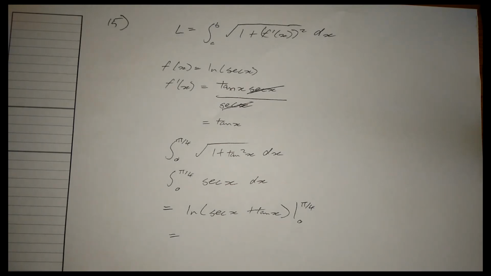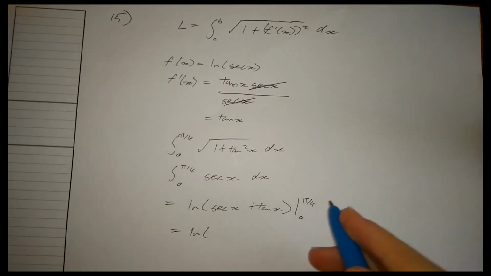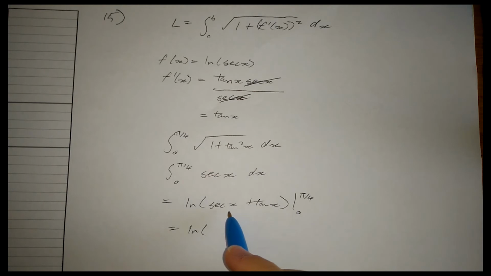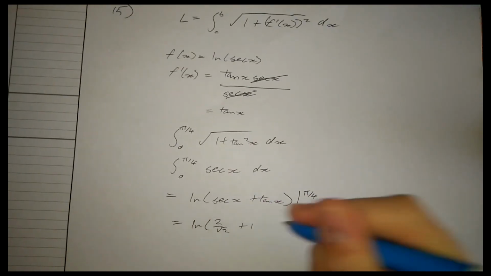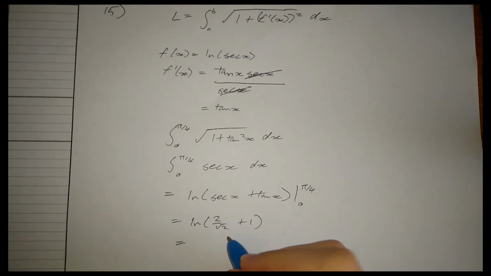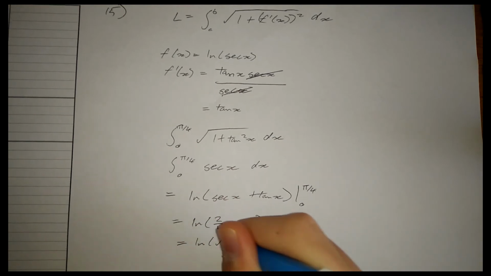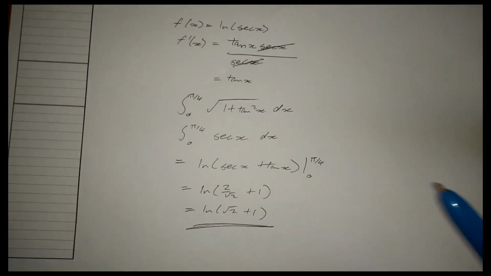So now, if we evaluate this, get natural log, well, pi on 4, cos of pi on 4 is root 2 on 2, therefore that'll be 2 on root 2, because it's 1 over that, plus 1, which is, if we just rationalize this, times the top and the bottom by root 2, get natural log of root 2 plus 1 to be our final length of the curve.